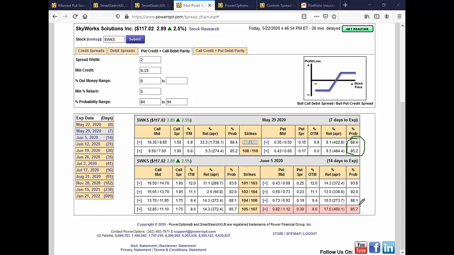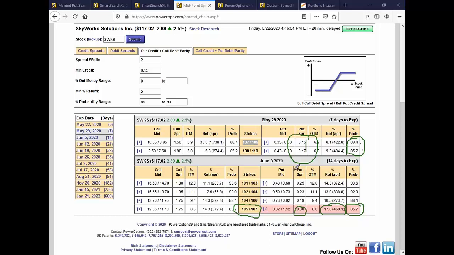The position we just analyzed was a 2 week out 105, 107 for a 17.6% return at a 30-cent midpoint net credit. What are the 85 and 88% probabilities 1 week closer in? Exactly what I said they would be: 15, 16, 17 cents. More than half of this out here. It's not double, but exactly in the range that we thought it would be.